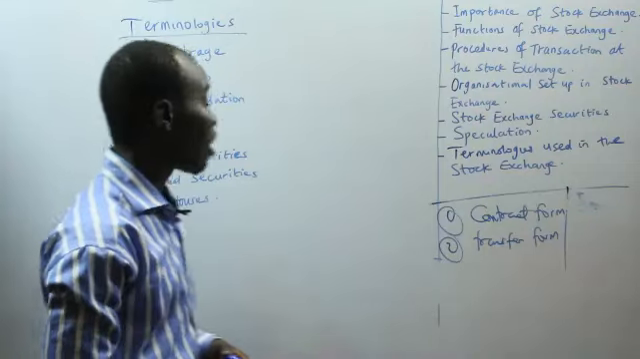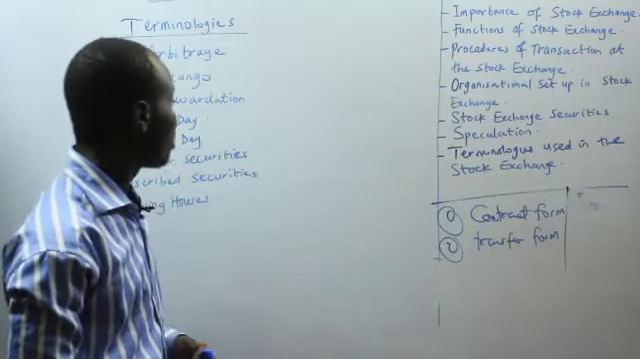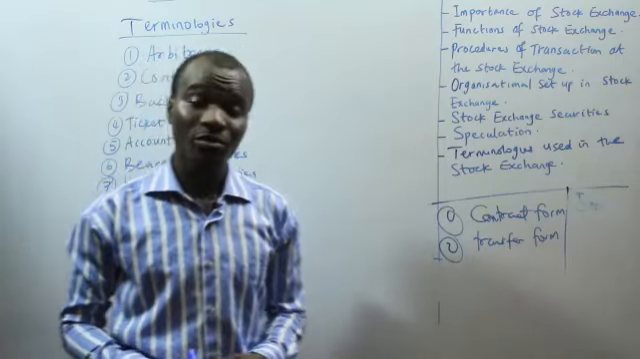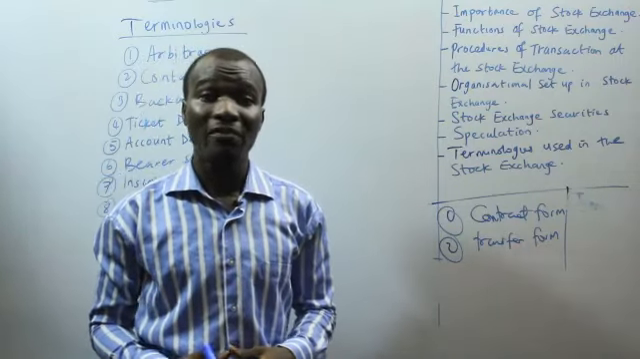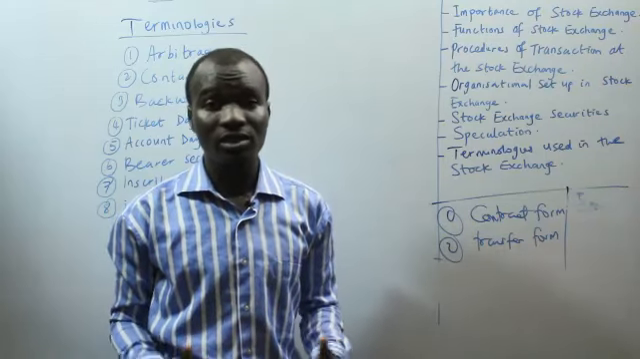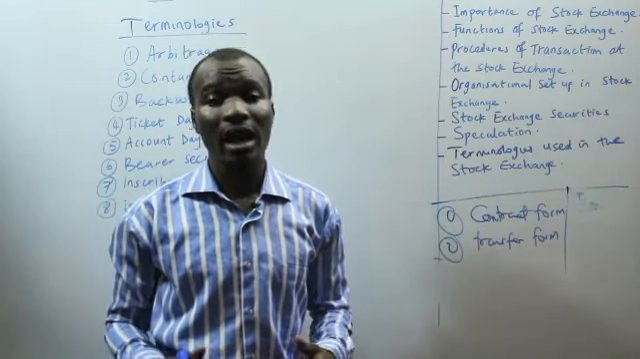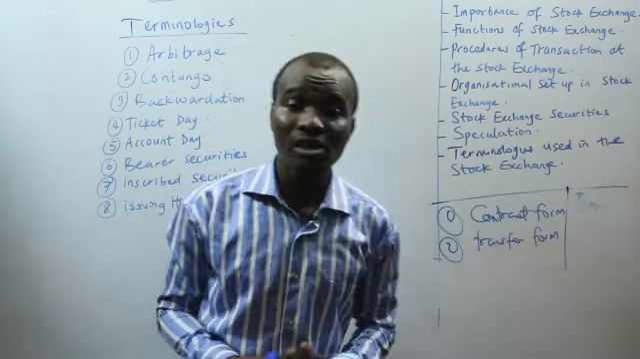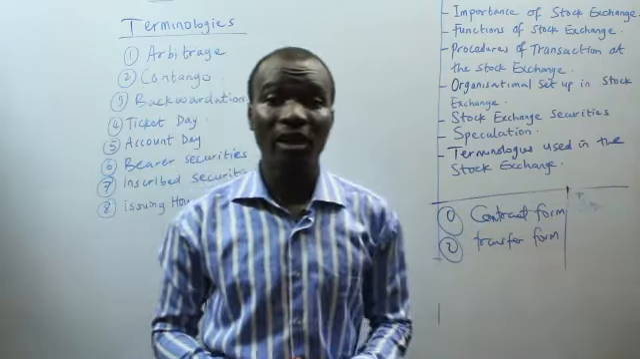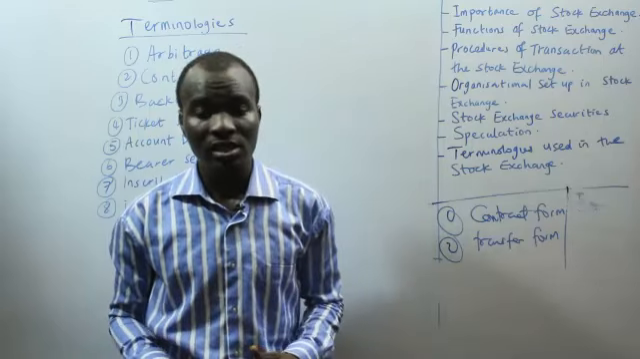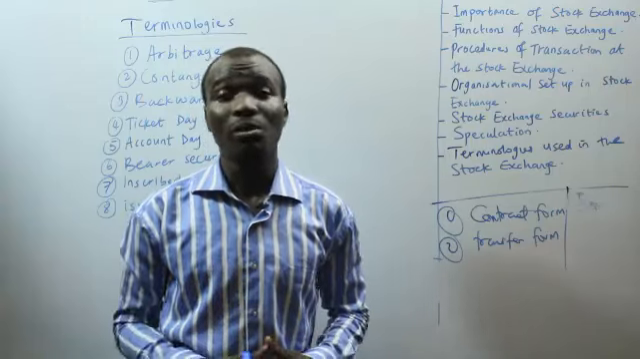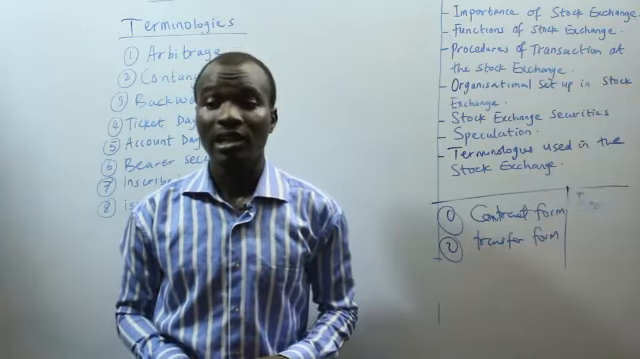So the next thing we have is backwardation. Backwardation actually shows the amount paid by a speculator for failing to deliver shares to the buyer within an agreed period. So the payment will be made by the speculator to the buyer for failing to deliver stock or shares to the buyer at an agreed date. So whenever the speculator fails to deliver shares at an agreed date, what happens?